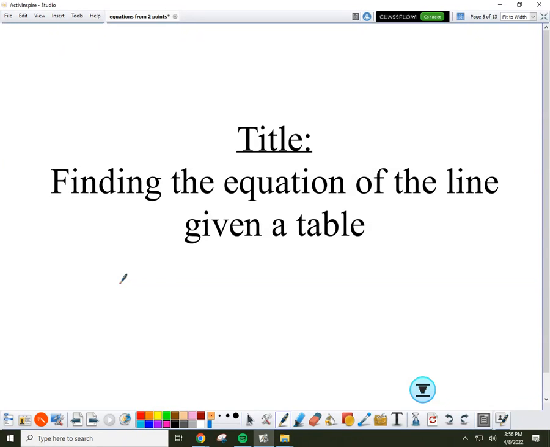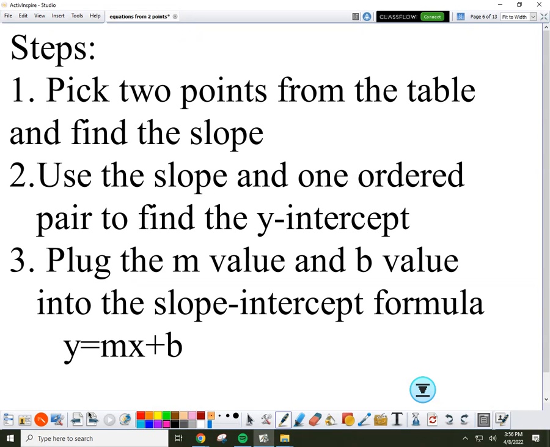In this video, we're going to be finding the equation of the line given a table. To find this equation, you need to first pick 2 points from the table and find the slope. It can be any 2 points at all. After that, you're going to use the slope you found and one ordered pair to find the y-intercept. Once we find our slope and our y-intercept, we're ready for step 3, which is plugging it into our slope-intercept equation and writing it down.